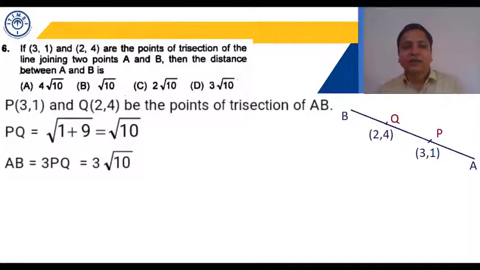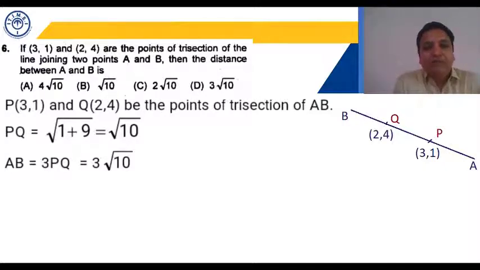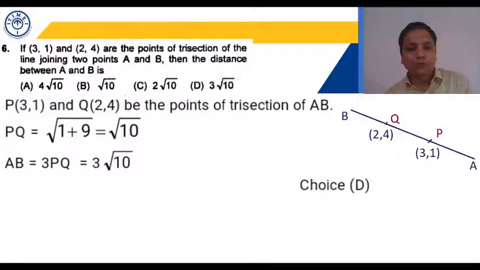So what is the question asking for? The question was asking for distance between A and B and the points of trisection were given. So we straight away got our answer. If we check the choices, all choices contain root 10 by default. So our answer comes out to be choice D. Answer is choice D. I hope this is clear.